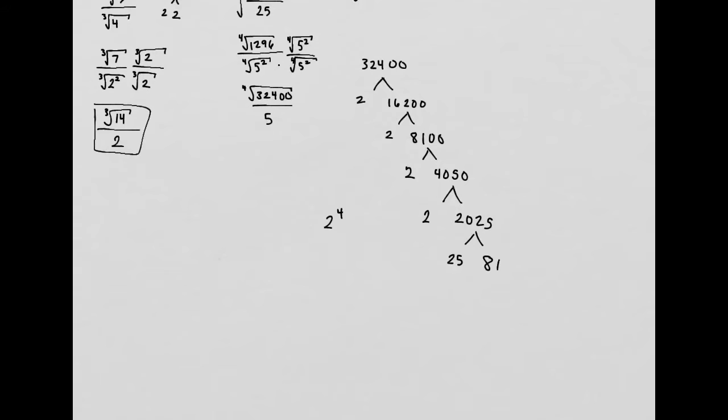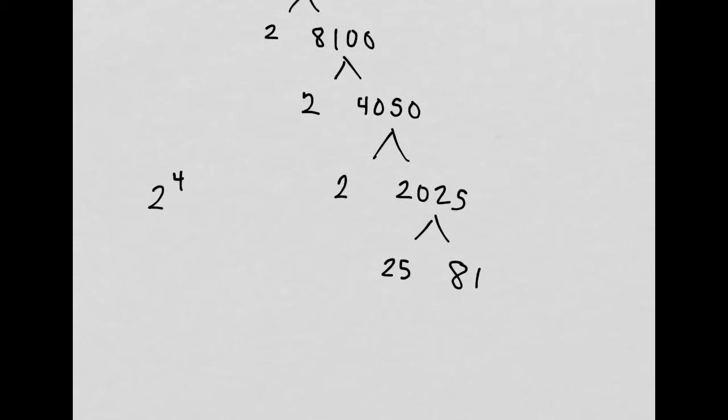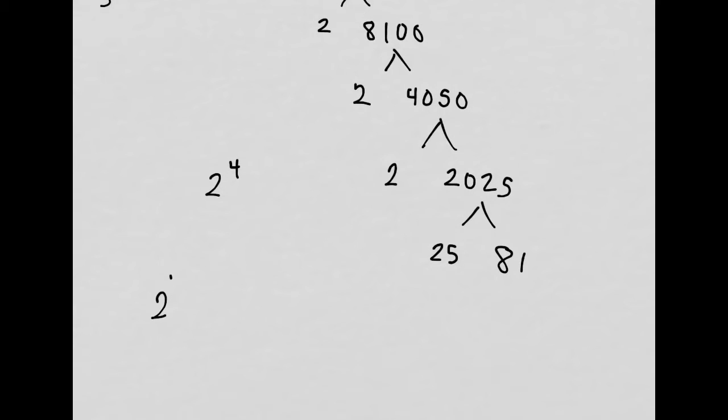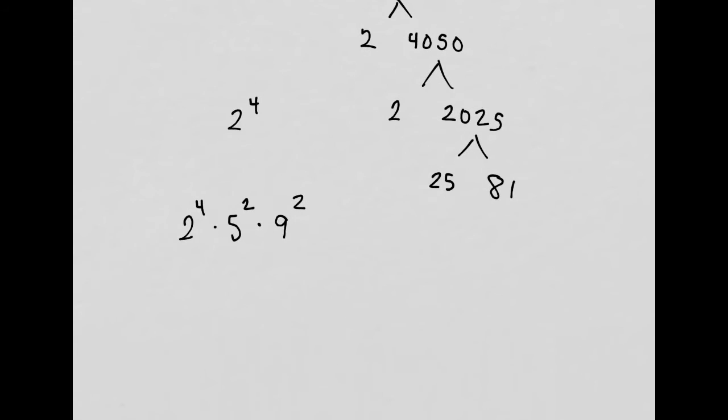Well, look at this. This is what I'm thinking. I have 2 to the 4th on the inside. And then I have 5 to the 2nd on the inside, because that's 5 to the 2nd. This is 9 squared on the inside, right?